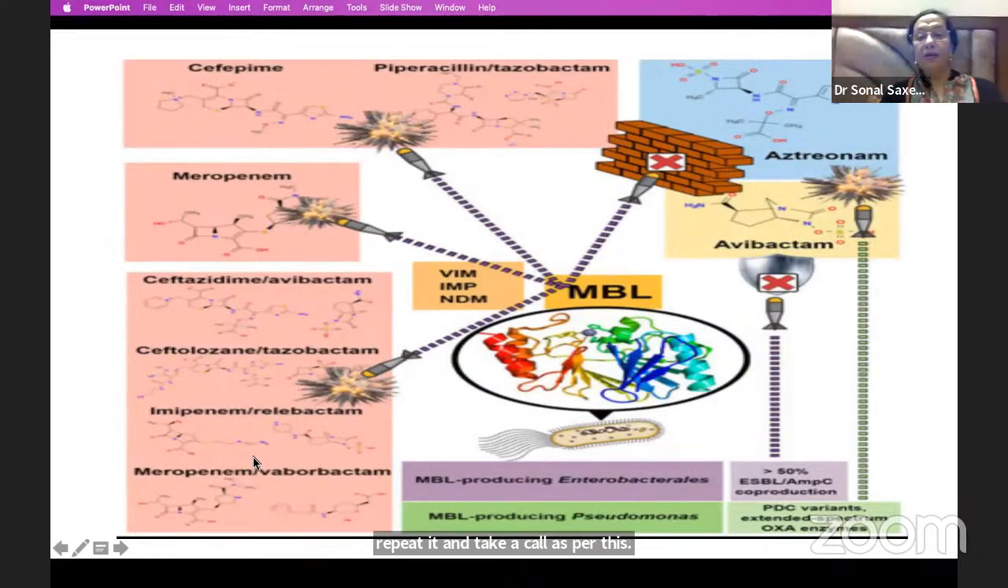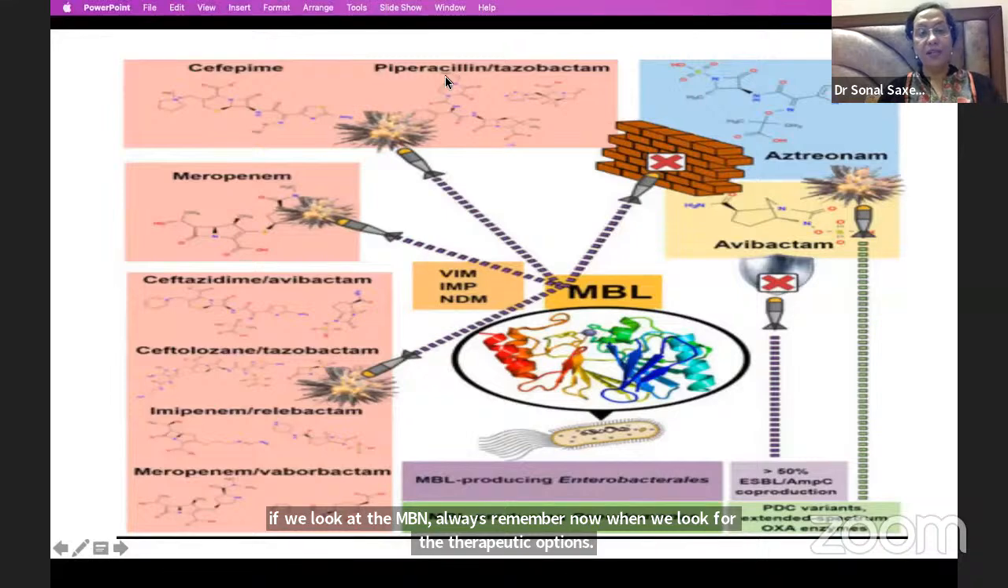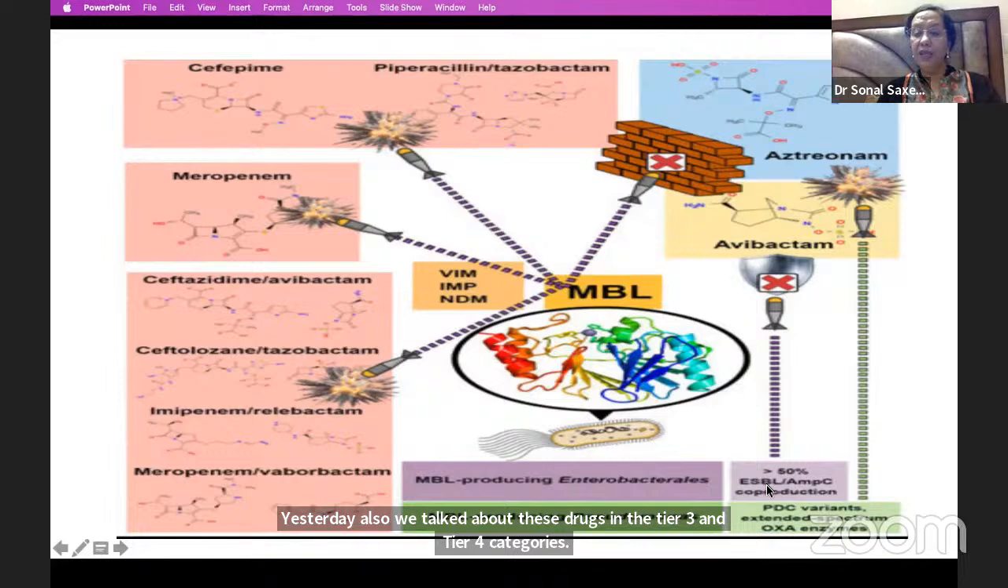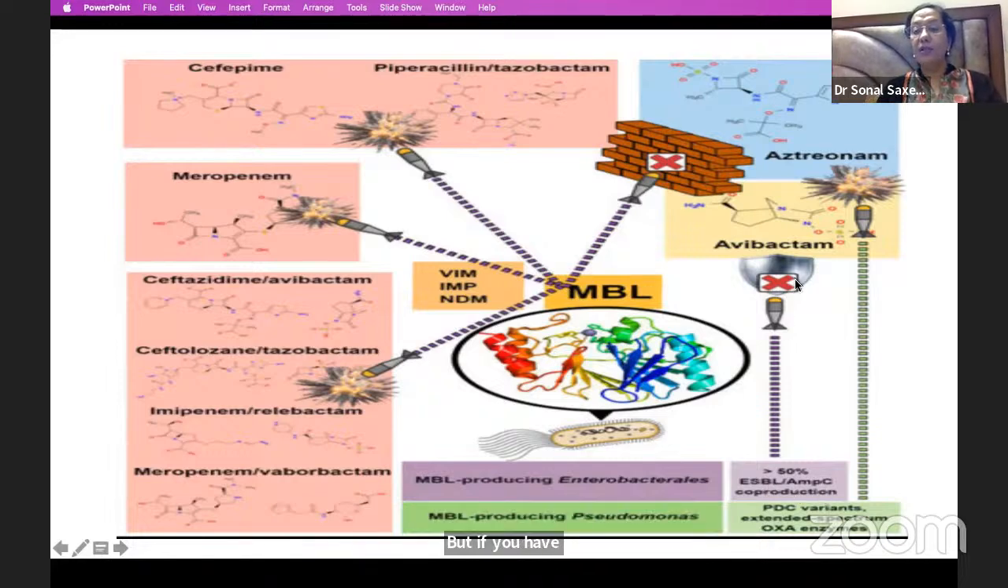So if we look at the MBL, always remember now when we look for the therapeutic options, where are we responding. If we have a metallo-beta-lactamase, then piperacillin-tazobactam, cefepime, meropenem, ceftazidime-avibactam, and the newer combinations, ceftolozane-tazobactam, imipenem-relebactam, or meropenem-vaborbactam. Yesterday also we talked about these drugs in the tier 3 and tier 4 categories. But if you have, say, ESBL or AmpC co-production, then you may lose the efficacy of this as well. But if you have OXA enzymes, then aztreonam also works on this. So we'll come to these one by one.